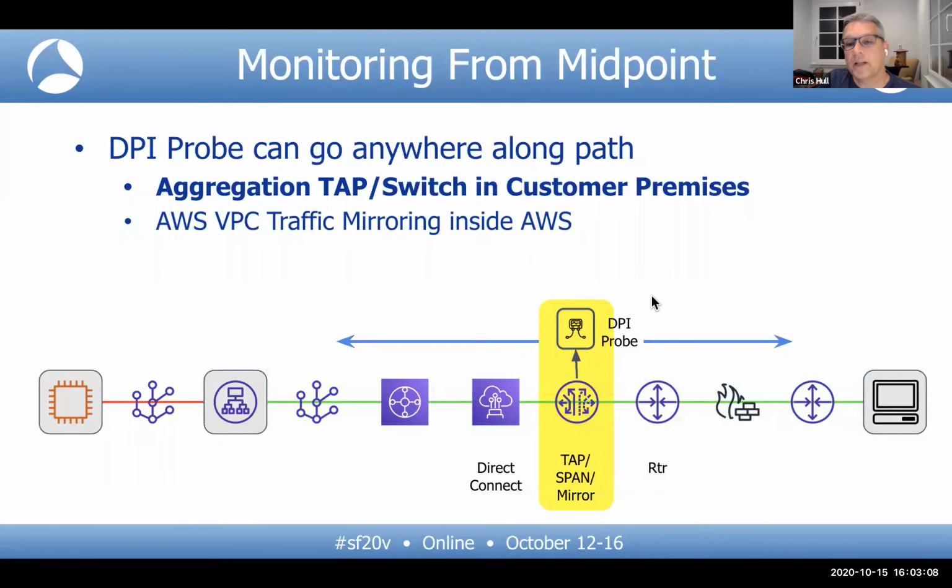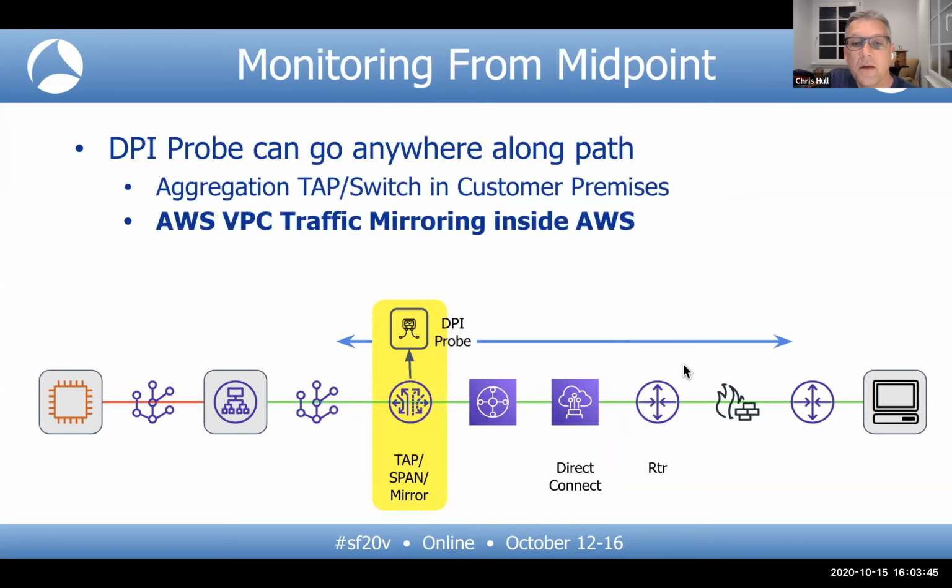So what can we do then? Where do I put this stuff? It could be an aggregation tap or switch SPAN session inside the customer premises. Some of you may have gone to the Zoom session just before this, where they were talking about putting in these giant instrumentation environments, and it could be there. So we're going to have taps and spans feeding into it in our sites. I don't quite have that same visibility inside AWS, for instance, but actually there is a mirror.